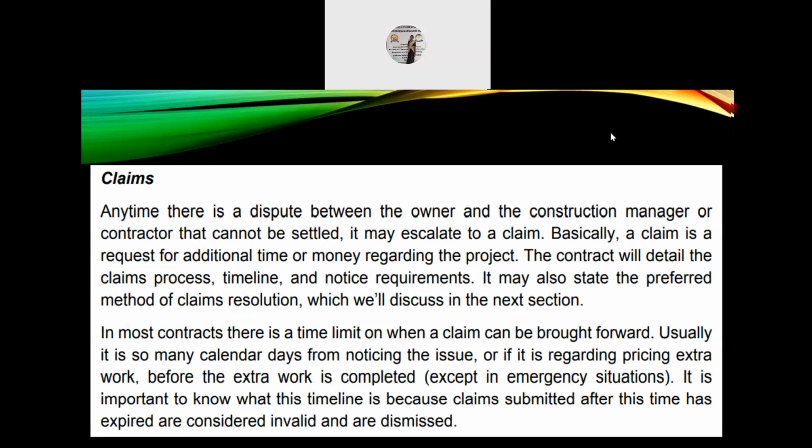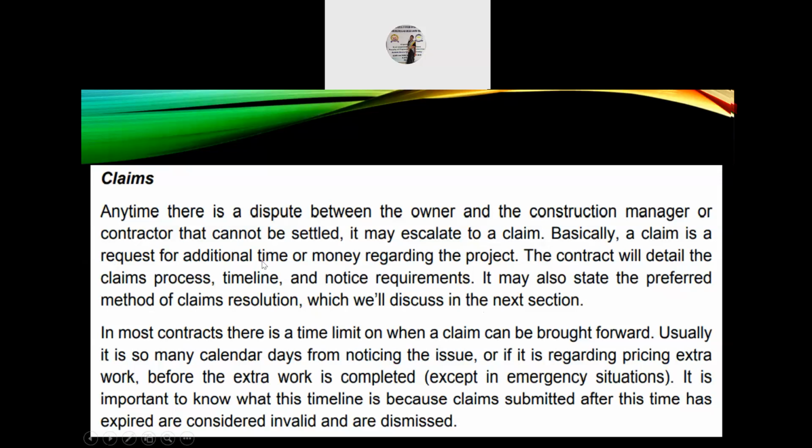Next, claims. So anytime there is a dispute between the owner and the construction manager or contractor that cannot be settled, it may escalate to a claim. So basically, a claim is a request for additional time or money regarding the project. The contract will detail the claim process, timeline, and notice requirements. It may also state the preferred method of claims resolution, which we'll discuss in the next section.